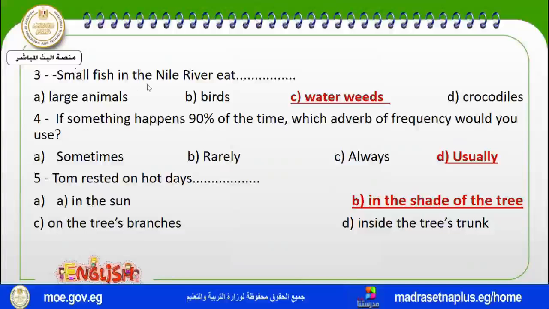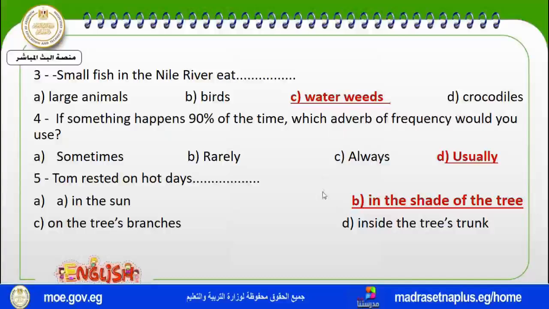Yes. Small fish in the river eat water weeds. Sure, small fish can't eat crocodiles. Crocodiles are dangerous and big, and the kings of the Nile. Small fish are weaker than them, so they cannot eat them. And small fish can't eat birds; they are high in the sky. And sure, small fish can't eat large animals. How can fish get out of water and eat animals and come back again? If fish come out of water, they will die. So the correct answer is water weeds.